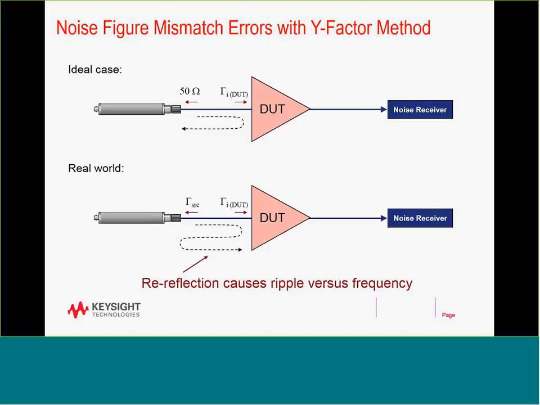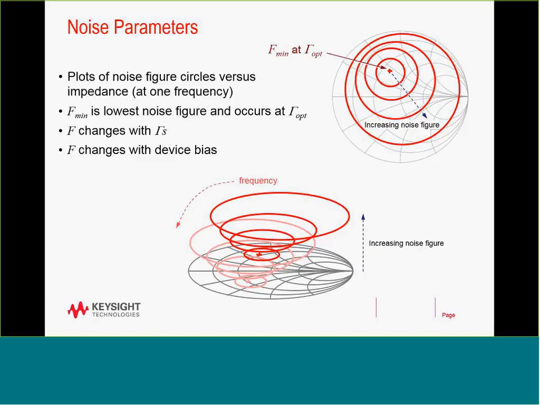For the Y-factor method, ideally we would have no interaction between the source and the DUT, but in the real world, we have this reflection that occurs between the two. When we take a look at noise parameters, we're trying to find out what the Fmin and the gamma opt is, and the PNA can only do a small portion of that with the vector cal, but we'll understand that the impedance affects what the noise figure measurement would be because of these noise circles.